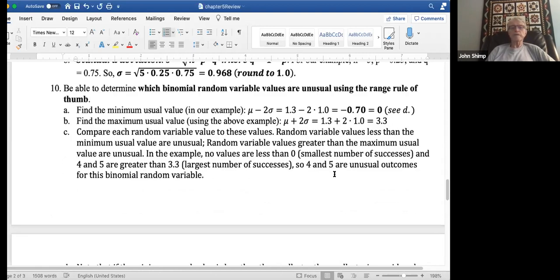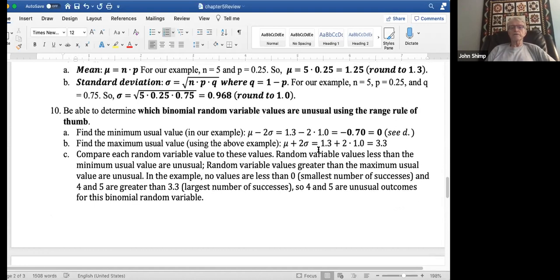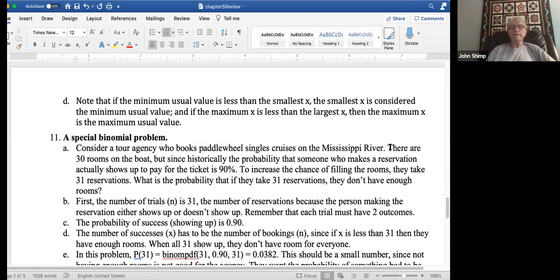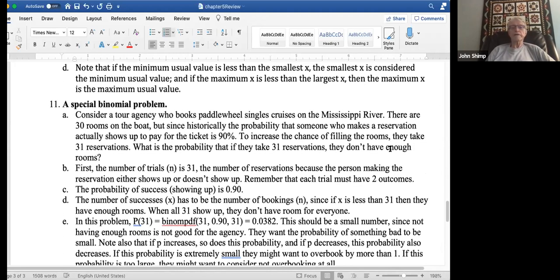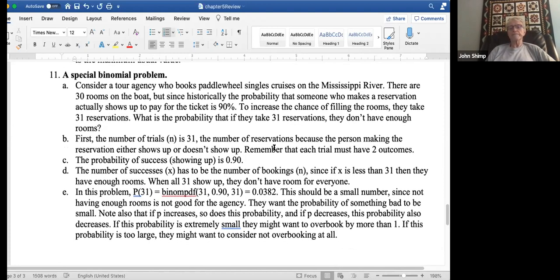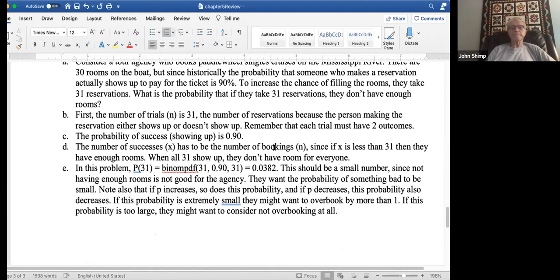Okay. So anyway, we've got 0 to 3.3 as the usual values. 4 and 5 would be unusual. And I think I talked about this: if the minimum usual is less than the smallest x, we'll use the smallest x as the minimum usual. If the maximum usual is bigger than the largest x, then we'll use the largest x as the maximum usual. Okay. Now, special problem for binomial.